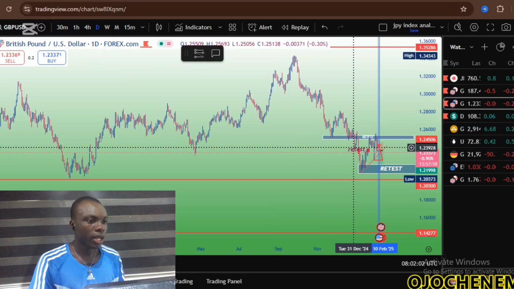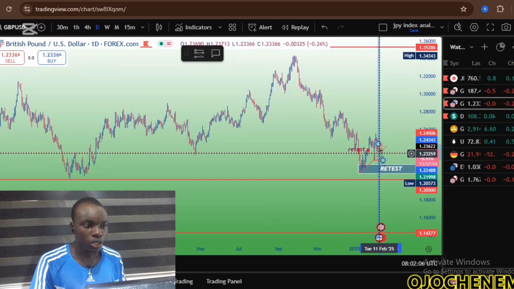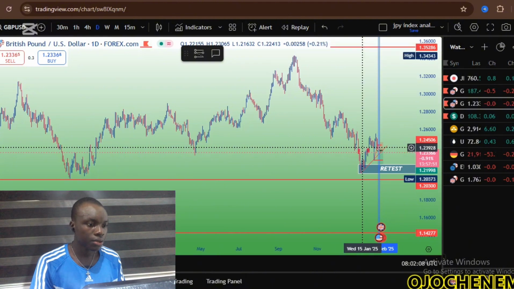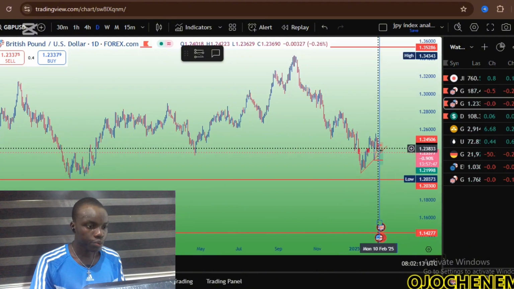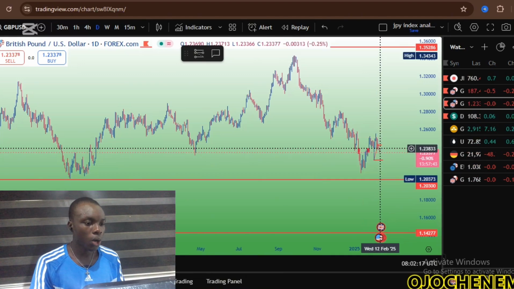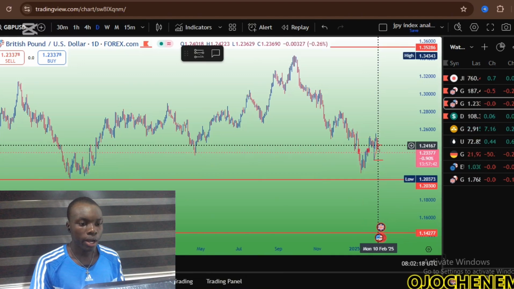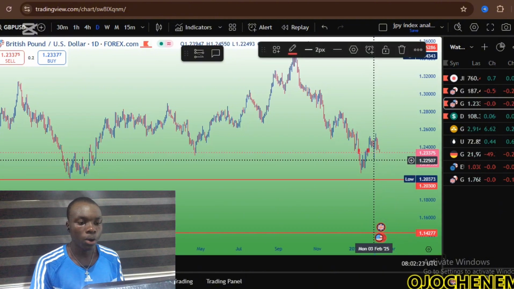So here is on the daily time frame. We're on the daily time frame right now. So we have been making a series of lower lows. Here you can see from here, this is a low, this is a lower low, this low is lower than this previous low. So expecting the GBP to drop to this zone and even make a new low.